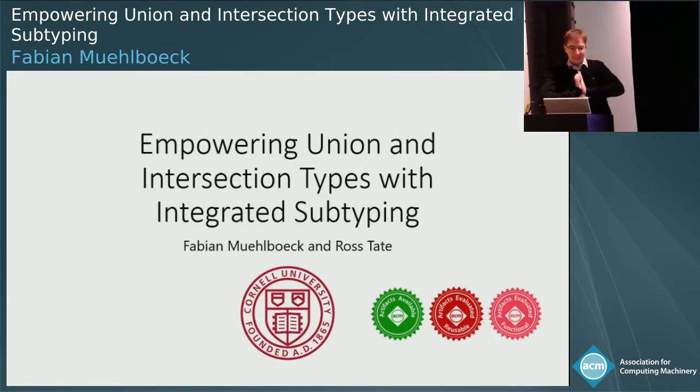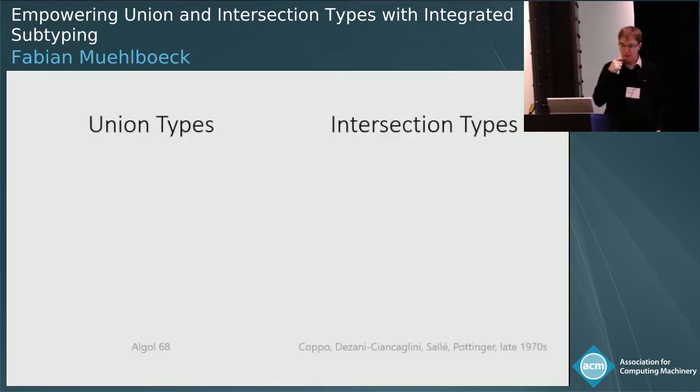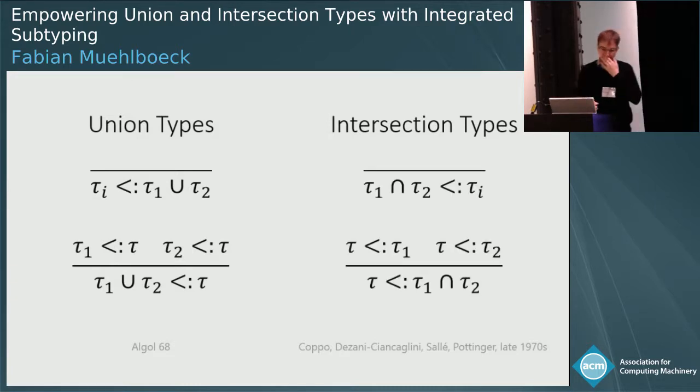All right, thanks. And as the title suggests, this is a talk about type systems with union and intersection types. So let's quickly review what those are. Union types are simply the joins in your subtyping hierarchy. That is, a member of a union is a member of any component of the union. And intersection types are the meets in your subtyping hierarchy. So any member of an intersection is a member of all the components of the intersection.